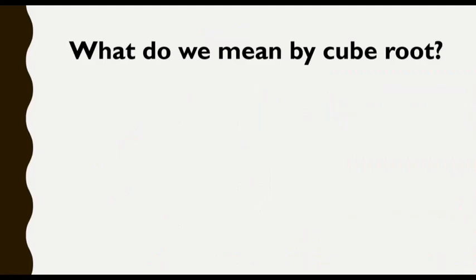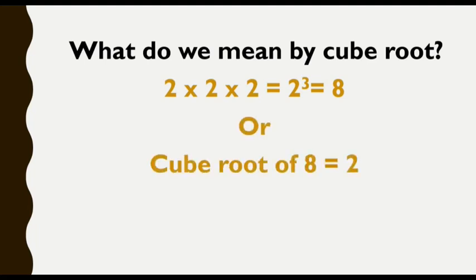When we see 2 into 2 into 2, which is 2 raised to the power 3, it means 2 multiplied 3 times to itself is giving you 8. So what does it mean? It means that the cube root of 8 will be 2, or the cube of 2 will be 8. It can also be written with this symbol, where 3 outside the symbol represents the cube root of 8, which will be 2. In other words, 2 multiplied with itself 3 times will give you its cube as 8.